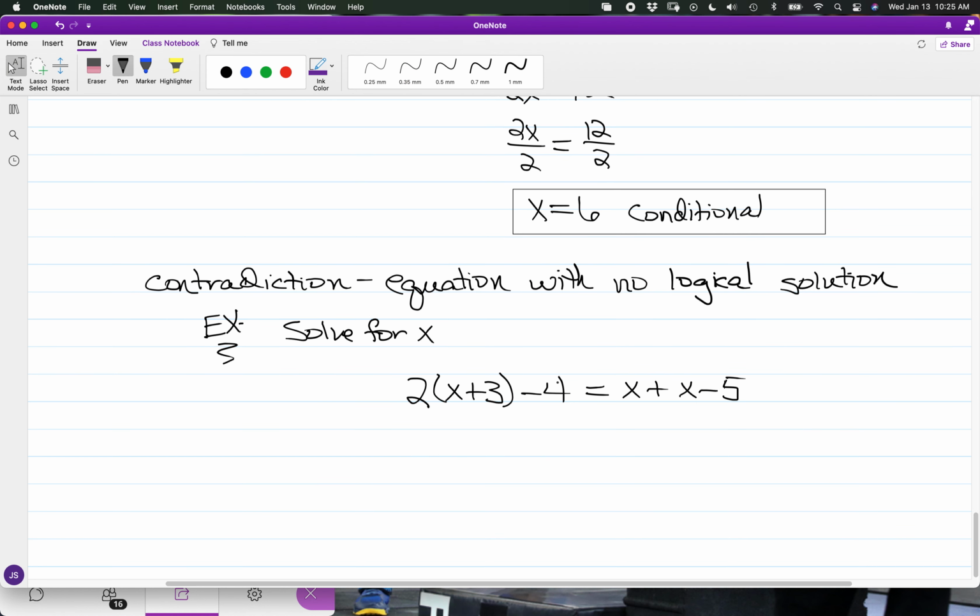Okay, so we're trying to find out what we have in x such that both sides are going to be equal to each other. Okay, so looking at distributing, we have 2 times the quantity of x plus 3, so this would be 2x plus 6 minus 4. To the right, I have x plus x is 2x. We have minus 5, and combining the 6 and the negative 4, so I have 2x plus 2. Again, we have equal to 2x minus 5.